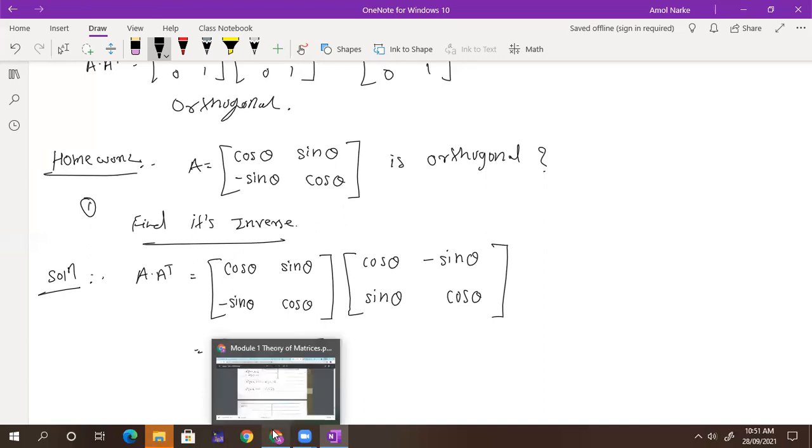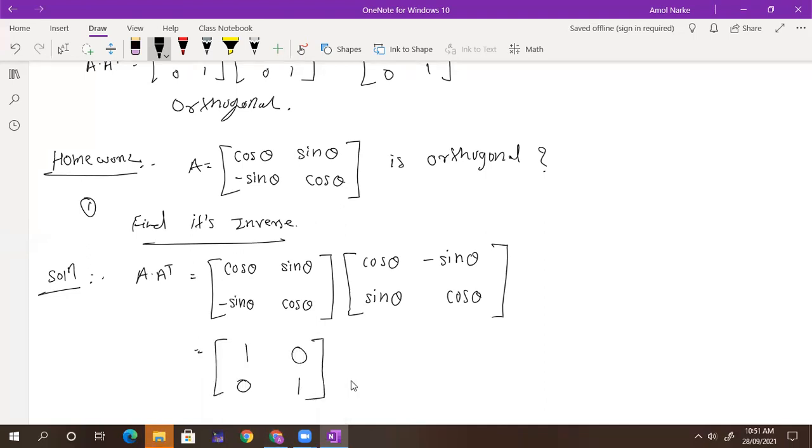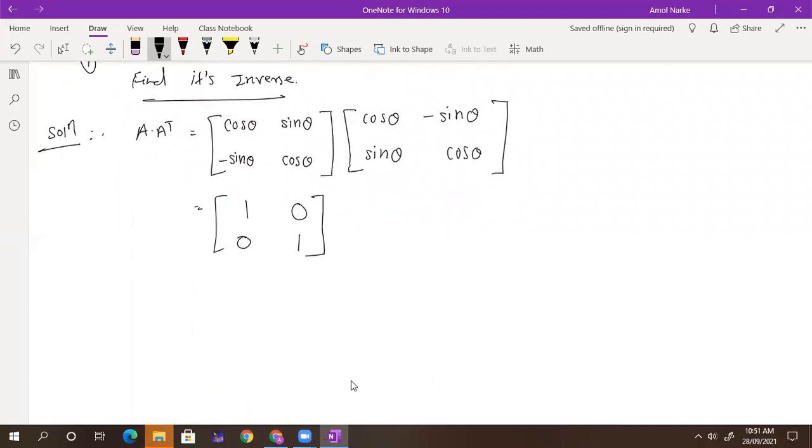So what happened? Whether it is orthogonal or not? Orthogonal. Okay, so which is equal to I, it means A is orthogonal.